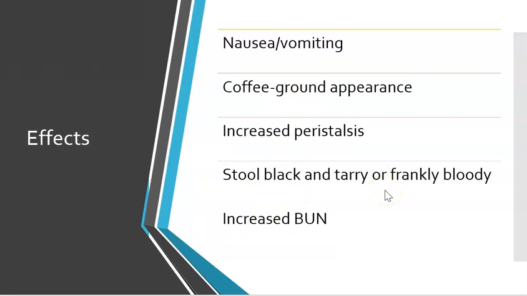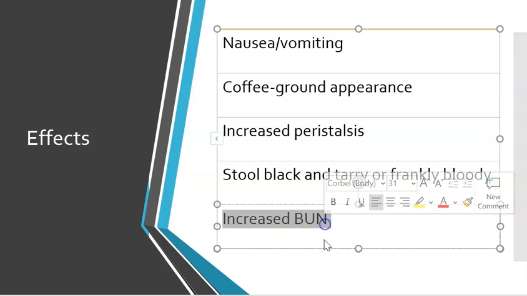So effects, nausea and vomiting. If it's an upper GI issue, they can have coffee ground emesis. They can have increased peristalsis, so sometimes they end up having diarrhea. Black tarry stools from this, and if it's quite low, they might also have frank blood. An increased BUN, that's going to be from the breakdown of the RBCs, so that's going to cause the BUN to go up.